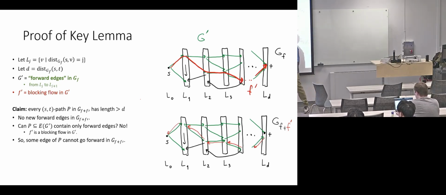Because the way to go from S to T within d steps is to go forward at every step. But now I know that any path here cannot always go forward. It must go back or stay at the same level. So that's why any path must have more than d steps. So the distance increases.